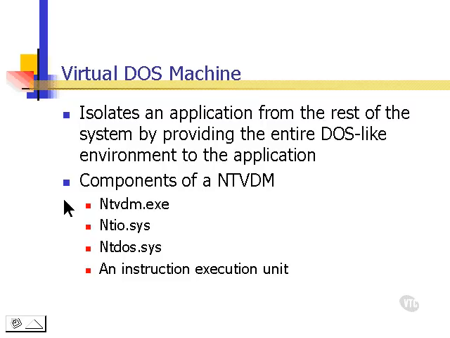The components of the NTVDM are the NTVDM.exe, NTIO.sys, or input-output, and NTDOS.sys, and then an instruction execution unit. Each NTVDM operates separately, so that if we have an application on one NTVDM and that application crashes, that will not affect in any way applications that are on other NTVDMs.